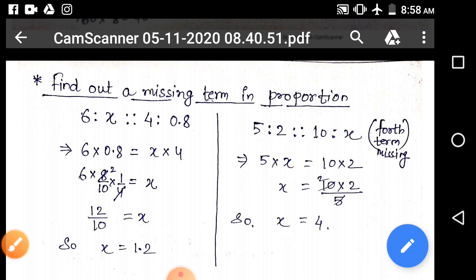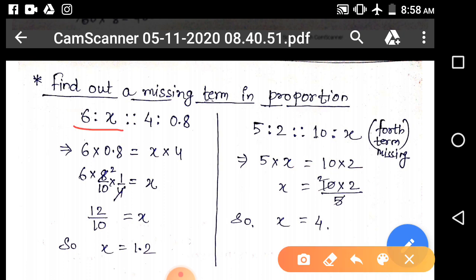Now see the other example we have here, that is 6 is to x and 4 is to 0.8. Again we will do the same, that is we multiply the extremes and multiply the means. We will get the value of x as 12 by 10, so it will be 1.2. Now the missing term is 1.2 in the place of x. So in this way we can find out the missing term of a proportion.